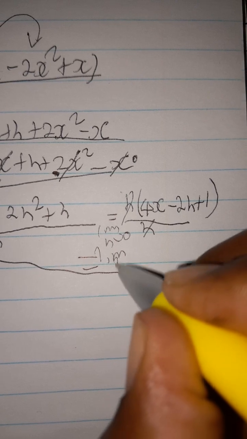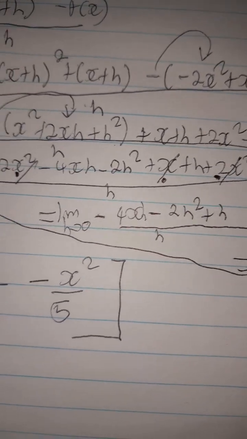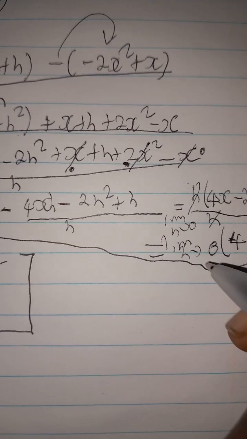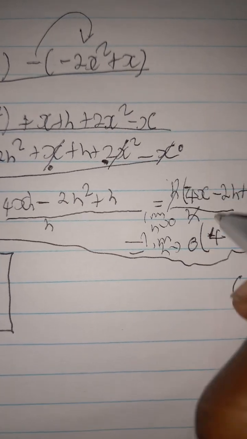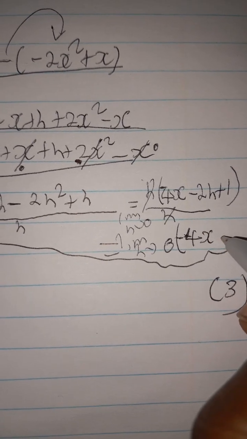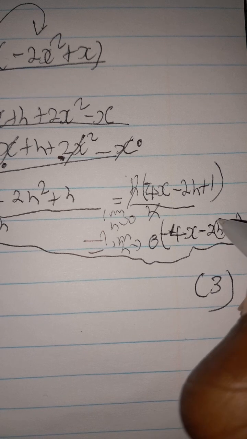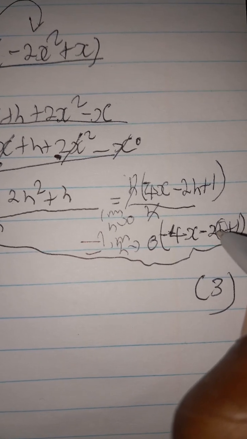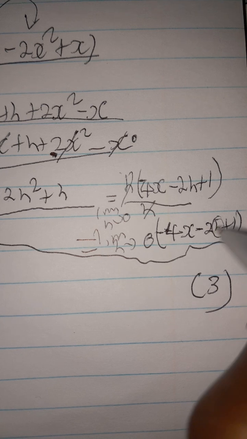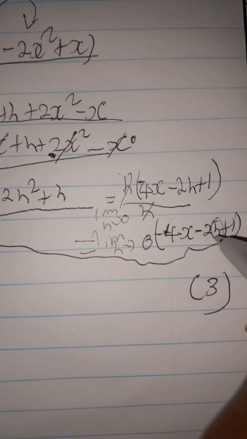We are left with the limit as h approaches 0 of 4x. It was negative, so I shouldn't forget to put the negative here as well. So the limit as h approaches 0 of negative 4x times (2h plus 1). When we substitute h equals 0, 2 times 0 is 0, and 0 plus 1 is 1. Yes, we are left with negative 4x plus 1.